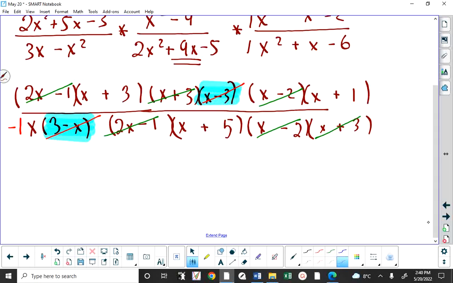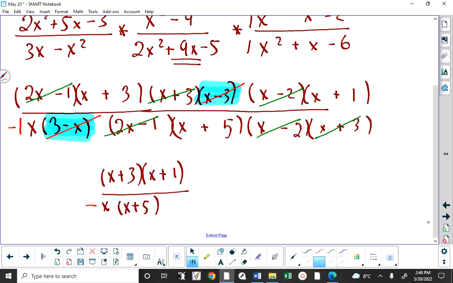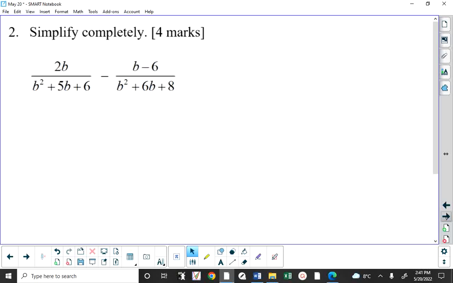Here's the answer to question 1. We have to have an x plus 3 in the numerator. We have to have an x plus 1 in the numerator. We need an x in the denominator, and we need an x plus 5 in the denominator. And we need a negative 1 someplace. Most of you just put it right in front of the x. You could put it in front of the numerator, or you could put it in front of the entire expression. In either case, that's the answer. Look at question 2, simplify completely.